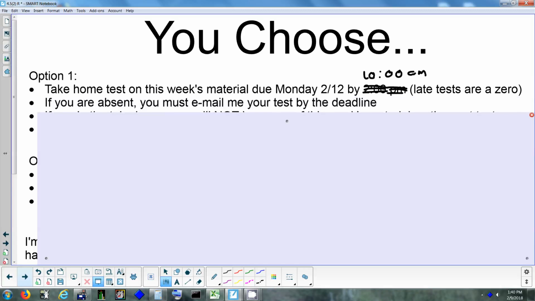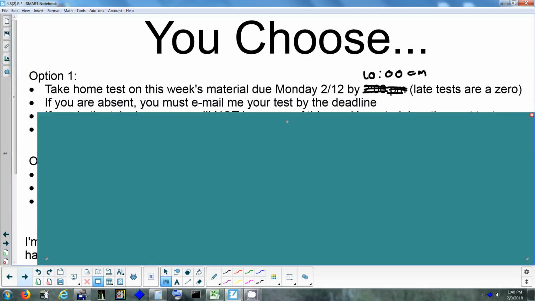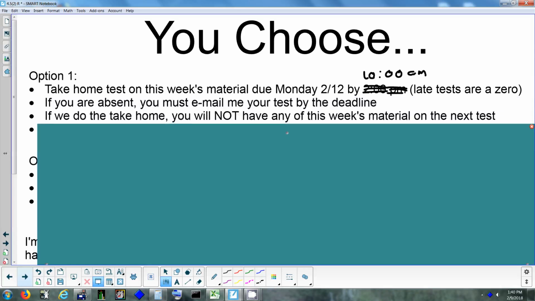When you come in the first thing in the morning on Monday, give it to one of us. Can I just take pictures? If you are absent, it is still due. If you're absent, you have to take a picture. You've got a nice fancy phone. You could scan it, take a picture of it, and email it to me by 10.